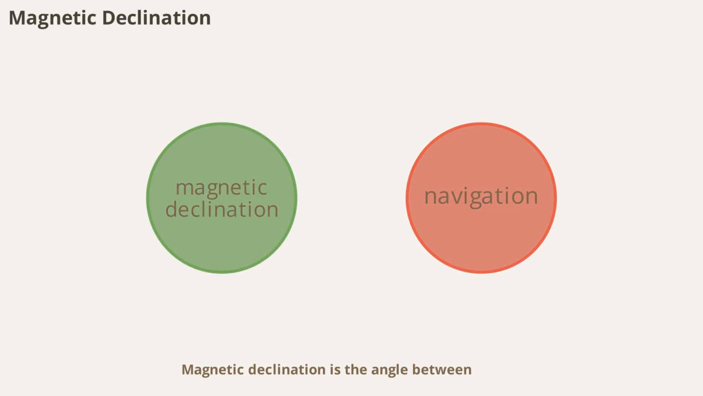Magnetic declination is the angle between geographic north, true north, and magnetic north. This angle varies depending on your location on Earth and changes over time due to shifts in Earth's magnetic field. Navigators must account for declination to ensure accurate compass readings. Understanding declination is essential for map-making, navigation, and even for calibrating scientific instruments that rely on magnetic orientation.